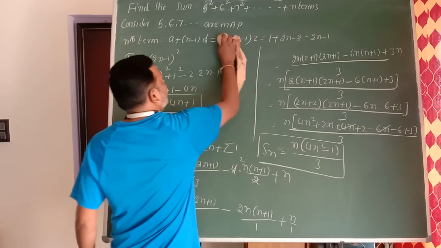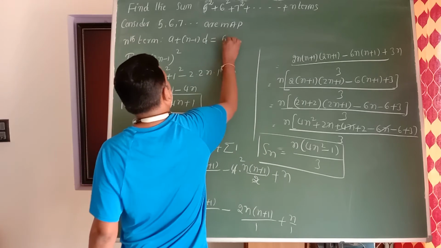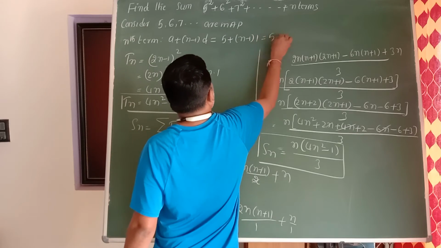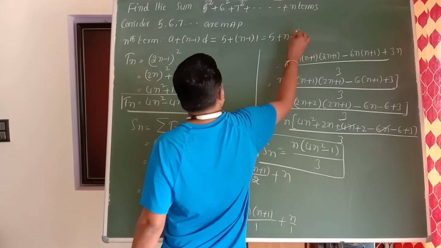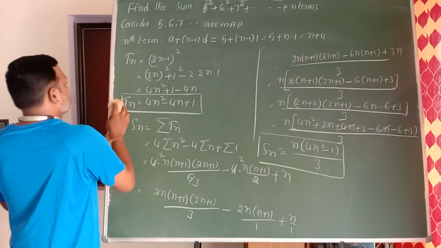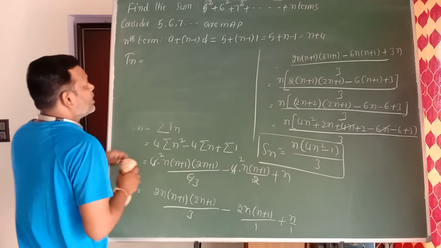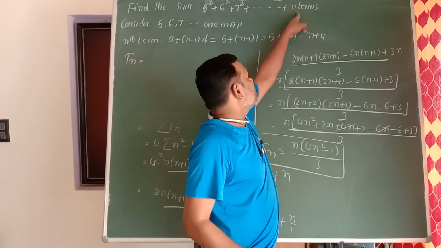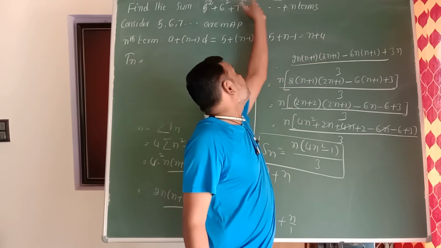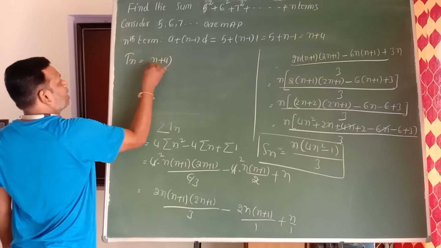Therefore the nth term is given by Tn equals a plus (n minus 1) into d. This becomes 5 plus (n minus 1), d is 1 itself. That is equal to n plus 4. Every term is a square, so the last term is also a square. Therefore Tn is (n plus 4) whole square.